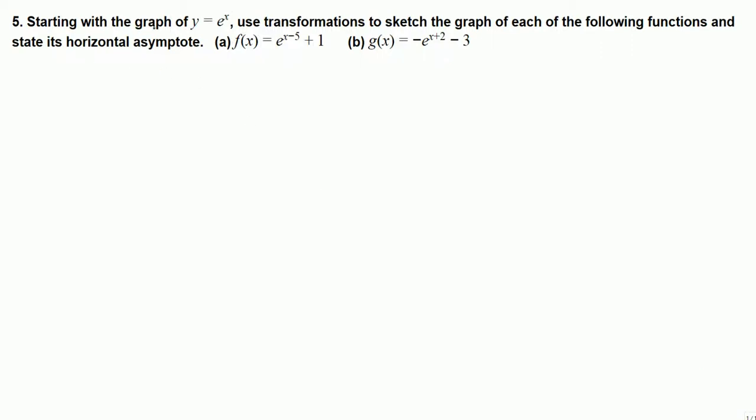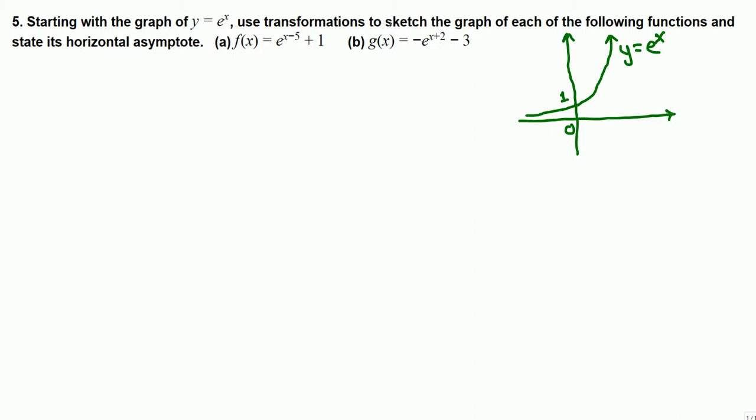Starting with the graph of y equals e^x. So the y equals e^x graph is here. By the way, let me graph it over here. So the exponential function, okay, this is the y-axis, x-axis, origin, this is 1, and the x-axis becomes the horizontal asymptote. So this is the graph of y equals e^x.